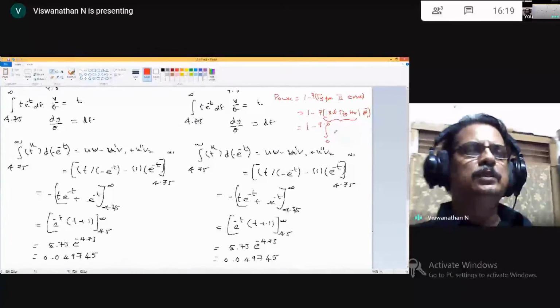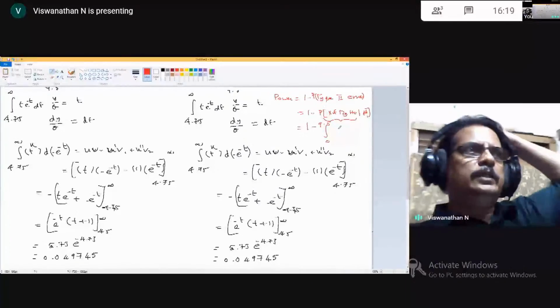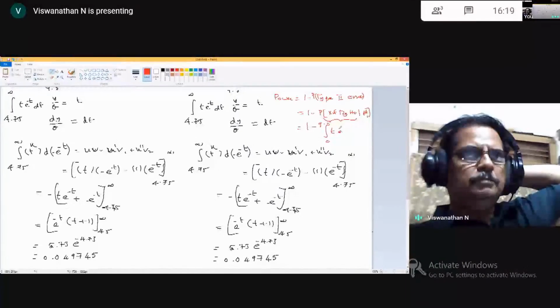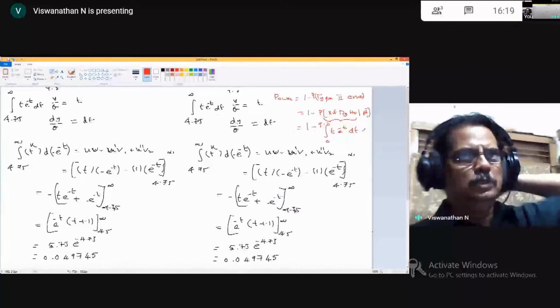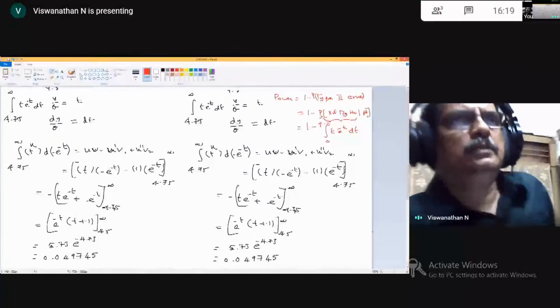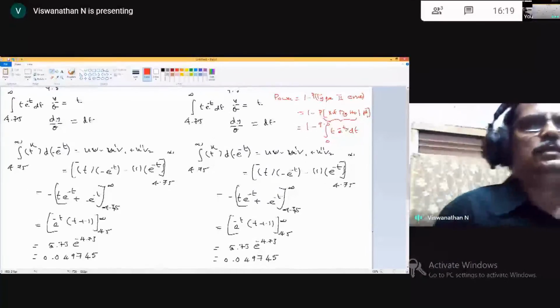And what about this area? This area is the same as the one that we have there. The area is something like t e power minus t dt. That is what I am interested in. And what about theta in this case?